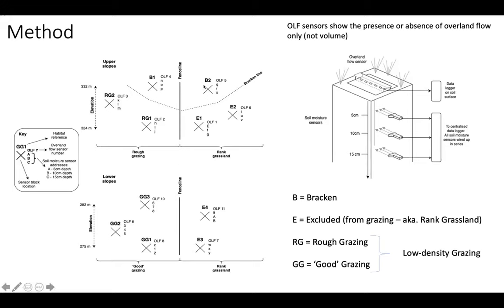So at each of these sites we put in soil moisture sensors at 5, 10 and 15 centimetres depth, measuring the percentage soil moisture every 15 minutes, and we also put an overland flow sensor on the top of the soil, which measures the absence or presence of overland flow. It doesn't measure the volume of flow, just the timing for when overland flow is happening, either it is or it isn't.